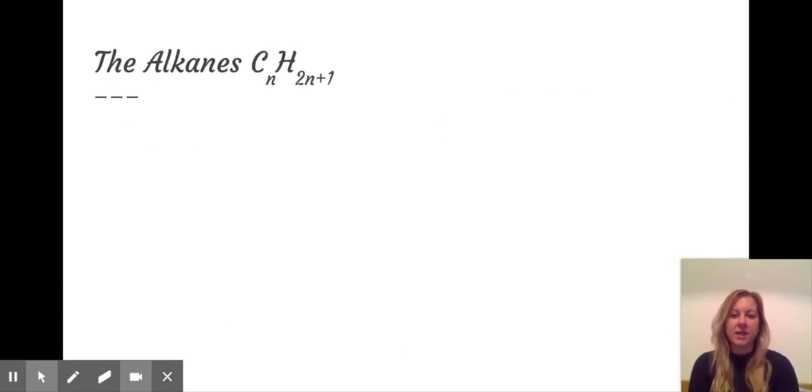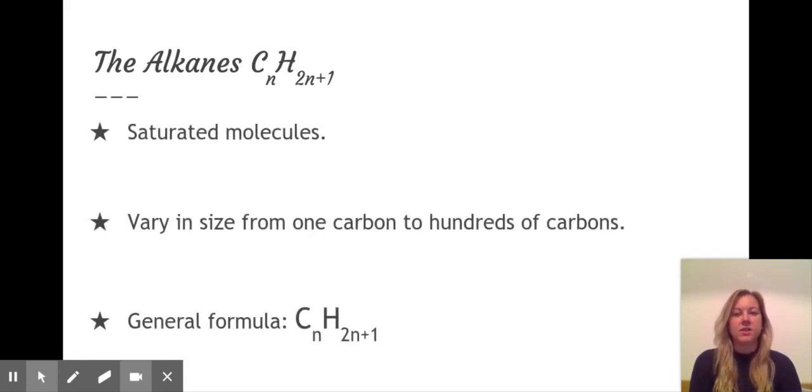So alkanes then have general formula CnH2n+1. They are saturated molecules varying in size from 1 carbon, which is methane, to hundreds of carbons. The general formula, like I said, CnH2n+1. If you know the general formula, that can help you work out the number of hydrogens you need to the carbons and vice versa.